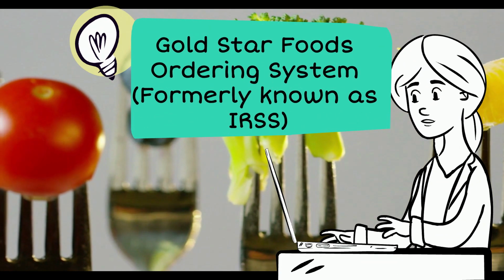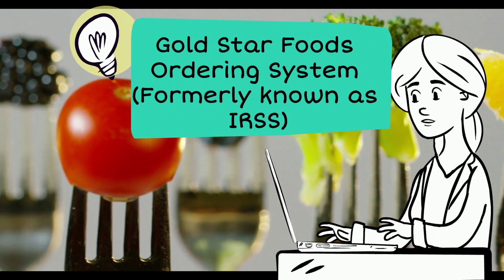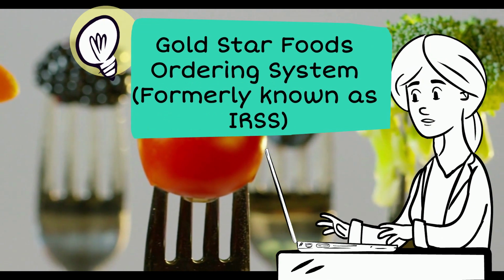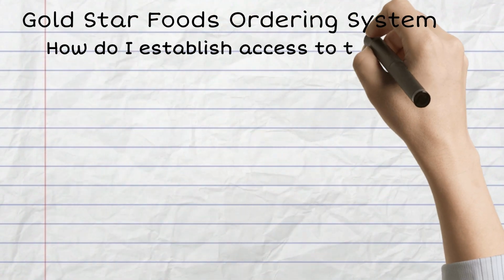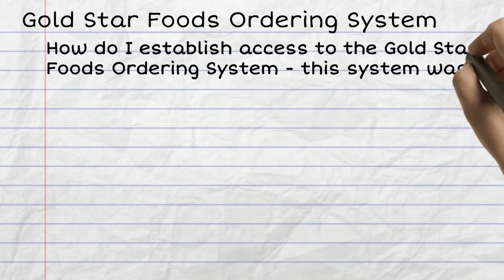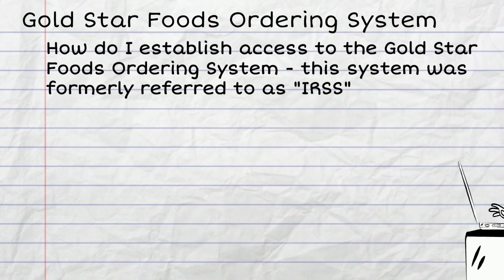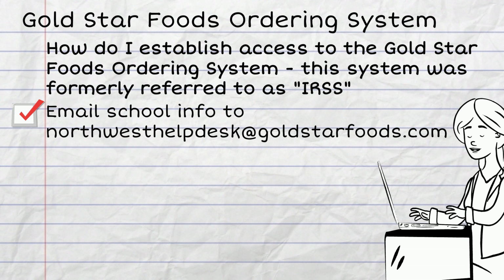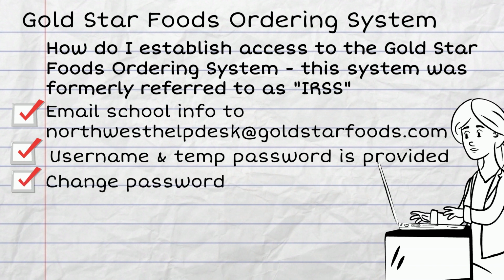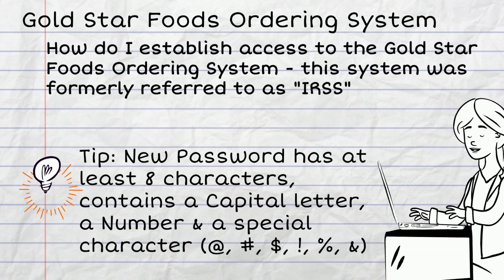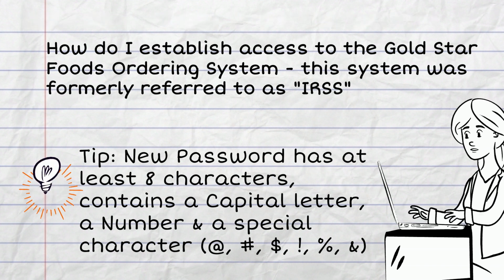How does the inventory release software system, known as IRIS, help me manage my USDA Foods inventory? How is my access to the inventory release software system established? First, you'll need to send an email to the Northwest Help Desk. Then you'll receive a username and a temporary password. Of course, you'll have to change that password upon entry to the system. It's important to note that the new password needs at least 8 characters, and must contain a capital letter, a number, and a special character.